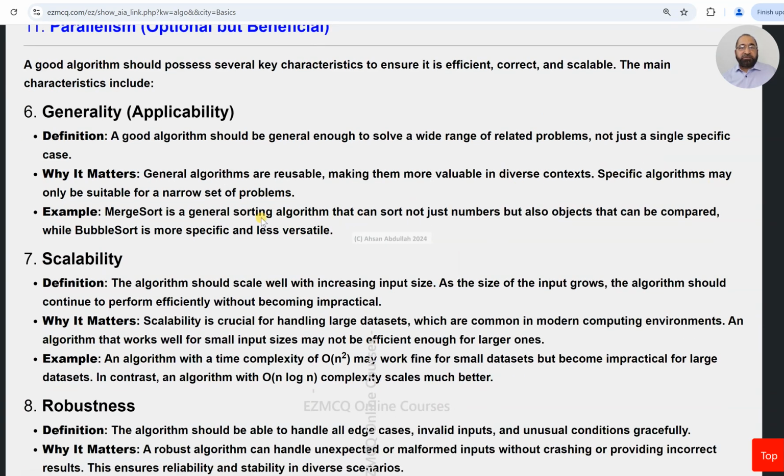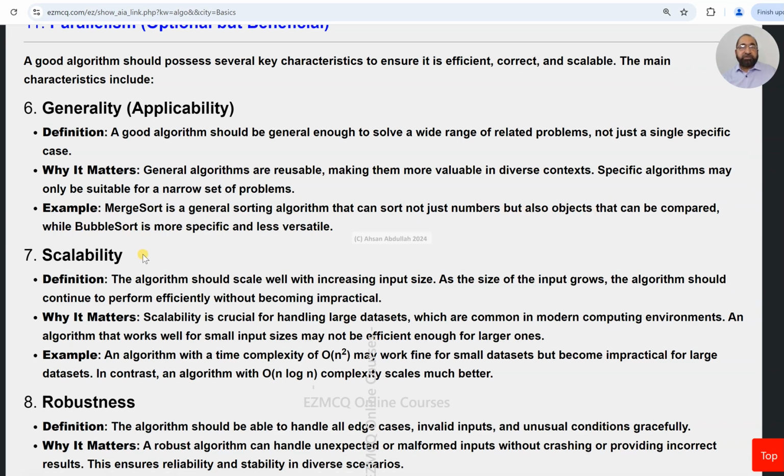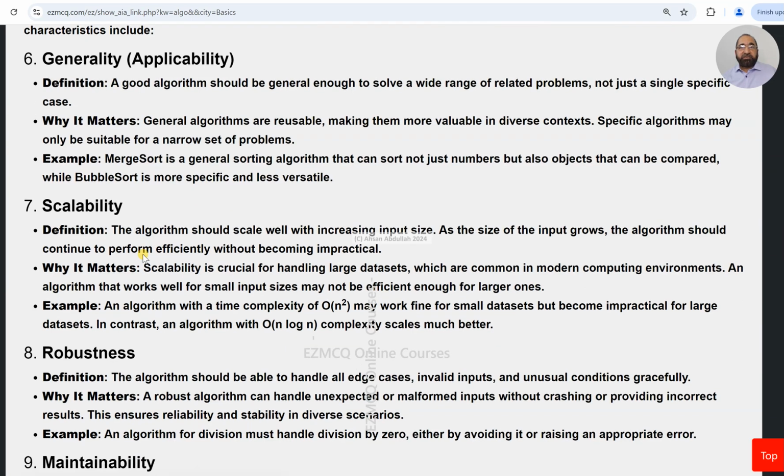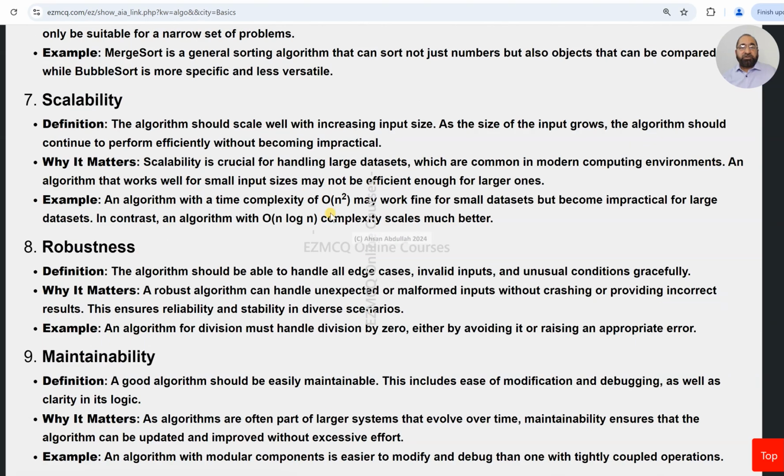So, for example, sorting algorithms that can sort not just numbers but also objects that can be compared, while bubble sort has specific application. Scalability is again linked with time complexity, so that if the size of the problem increases, the algorithm does not take lots and lots of time. For example, an order n cube algorithm for matrix multiplication is not scalable when the matrix size increases, as opposed to the Strassen method, which is order n power 2.8 for matrix multiplication. So order n square may work fine for small data sets, but when the data set size increases, then of course it is not acceptable.